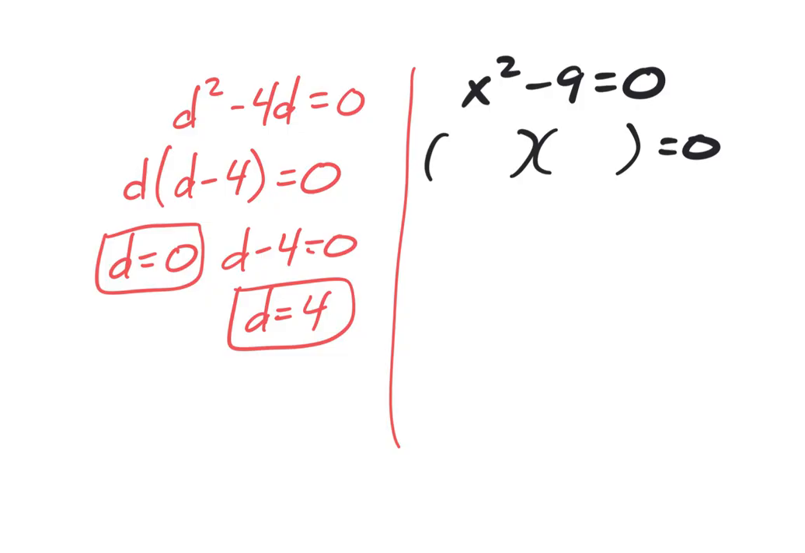Okay. We need one plus and one minus. X times x is x squared. One's a positive 3. One's a negative 3. Okay, what method did we call that? You guys remember?